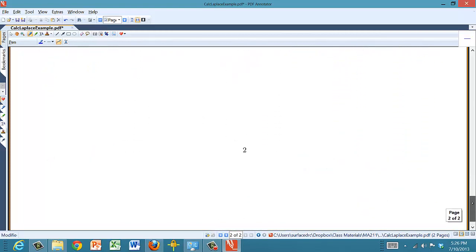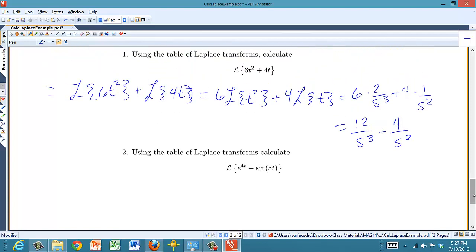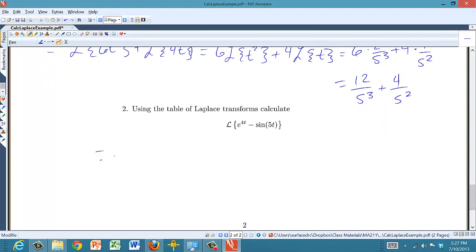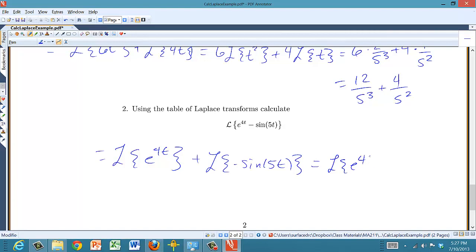Alright, let's just do one more. These are all pretty darn similar. So this is the same thing. This is the Laplace transform of e to the 4t plus the Laplace transform of negative sine 5t. This negative 1 can come out of the Laplace transform, so that's the Laplace transform of e to the 4t minus the Laplace transform of sine 5t.